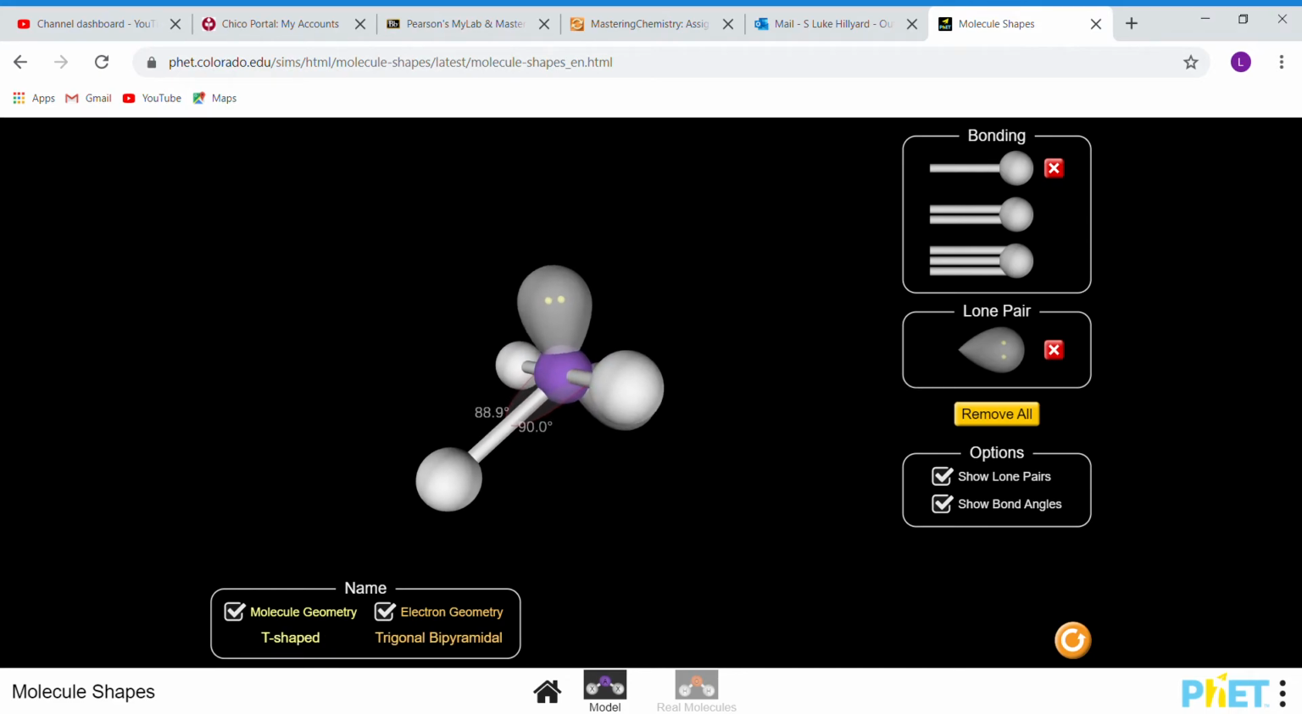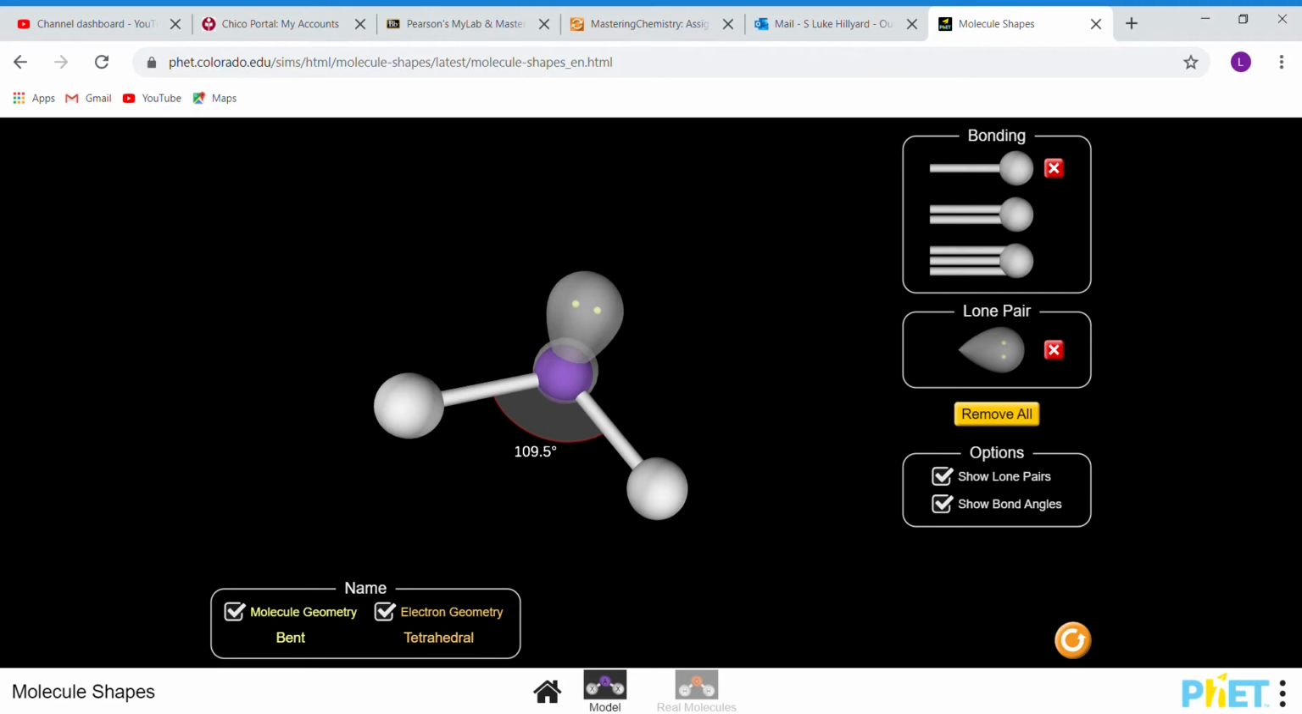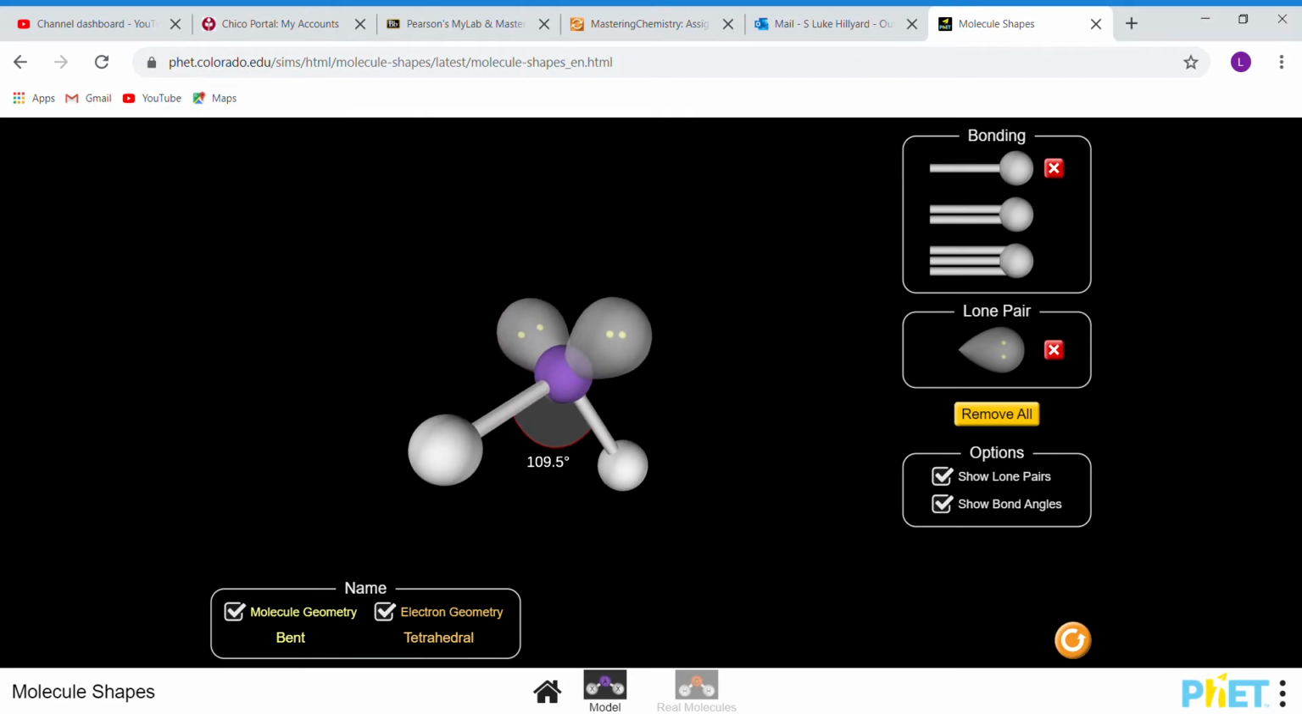Add another lone pair. Oh, get rid of one of those atoms. So now we have something like water, H2O. Still the basic tetrahedral electron geometry because there's four things around the central atom. Molecular geometry is now bent. Okay. And again, that bond angle is just a little bit compressed. That would be more like 104.5. Again, watch that bond angle video.